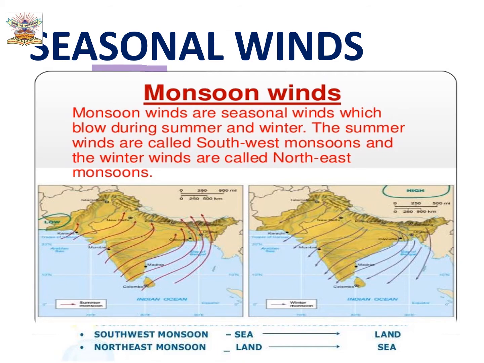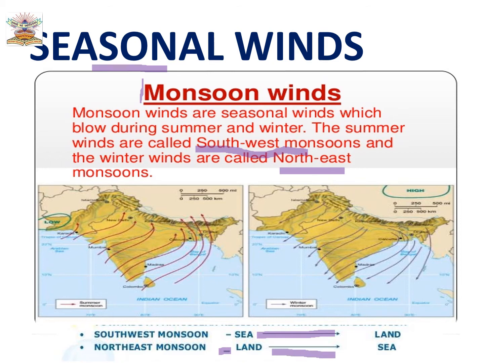Seasonal winds are also known as monsoon winds. Monsoon winds are seasonal winds which blow during summer and winter. The summer winds are called southwest monsoon winds and winter winds are called northeast monsoon. See children, in the southwest monsoon winds, the winds are blowing from the sea to the land, and the northeast monsoon winds are blowing from the land to the sea.